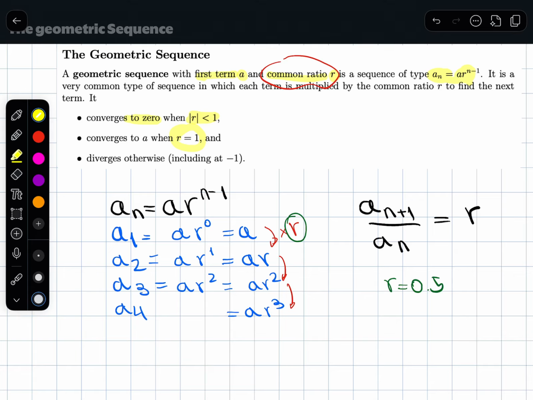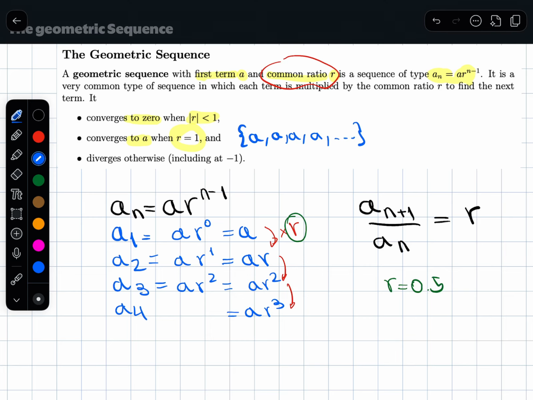If the common ratio is 1, nothing is happening. You're multiplying by r, but r is 1. Then this is a, and then a again, then a again. This sequence does converge, but it converges to a. It's just a constant sequence. So that will be a list of numbers, a, a, a, all the time. In any other cases, this sequence will diverge.